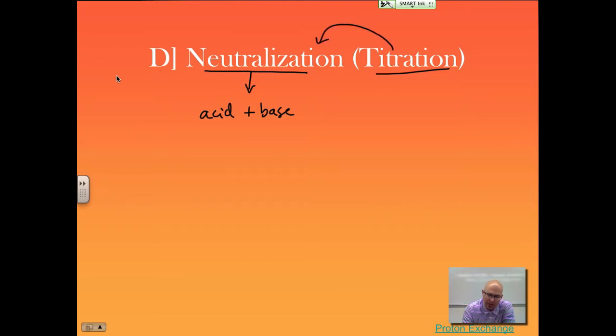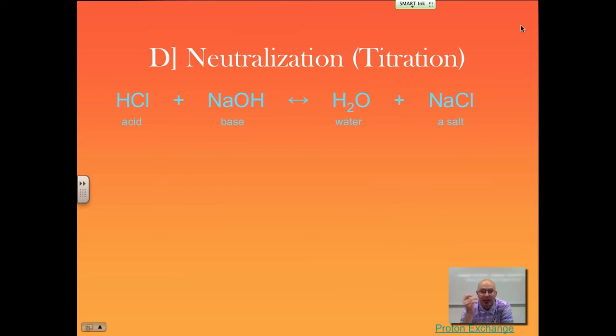Titration is what we're doing when we neutralize. This is just more or less the process by which you neutralize. So if I've got an acid and a base and I'm pouring them together, then I'm titrating. That's the process, and really what I'm doing is neutralizing an acid with a base, or neutralizing a base with an acid. So here's an example.